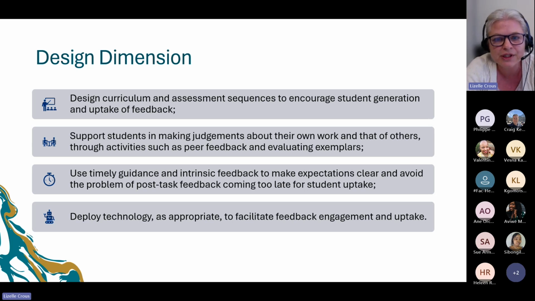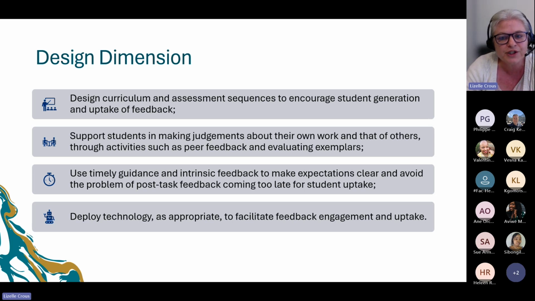Courses and assessments should be designed in ways that enable students to understand the purpose of feedback, to make judgments about the quality, and to implement feedback in the context of future tasks. So the focus of this dimension is to actively engage students in the feedback processes to promote student self-regulation.